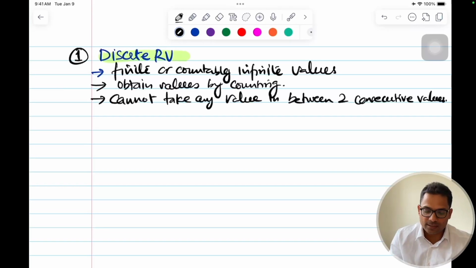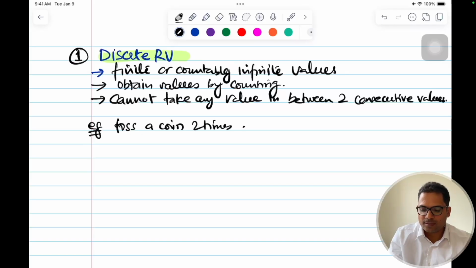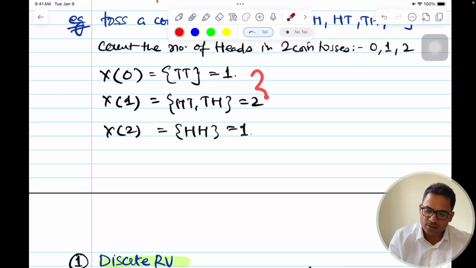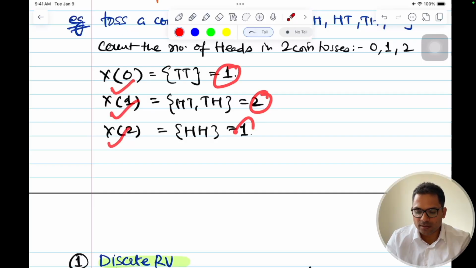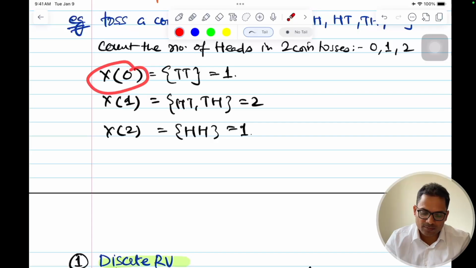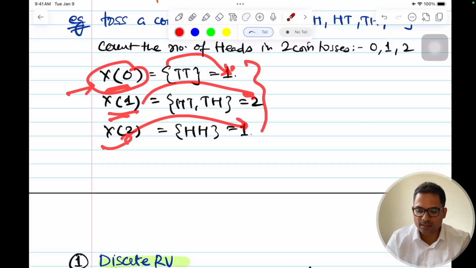For example, let's see the earlier example that we have seen. We toss a coin twice and count the number of heads. Either we can get 0 heads, 1 head, or 2 heads. So these are the counts, and these are the corresponding numbers. This random variable is mapping 0 count to 1, 1 count to 2, and 2 count to 1. So we are getting these real numbers.